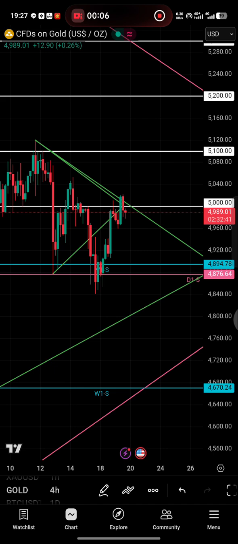Today I'll be updating the gold chart with you guys on Thursday, the 19th of February, to see whether right now we are going to go into a long position or a short position based on the price action right now, right?